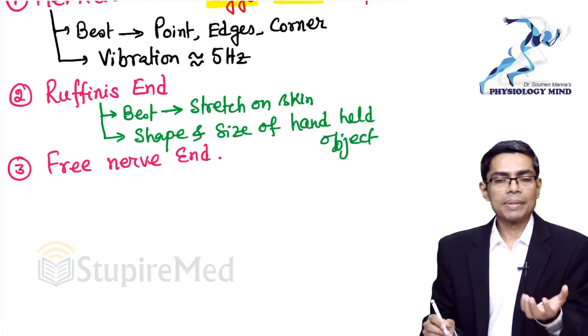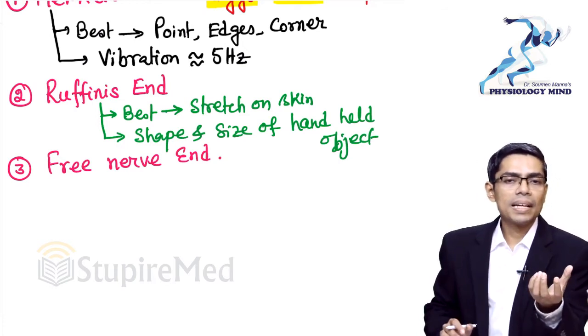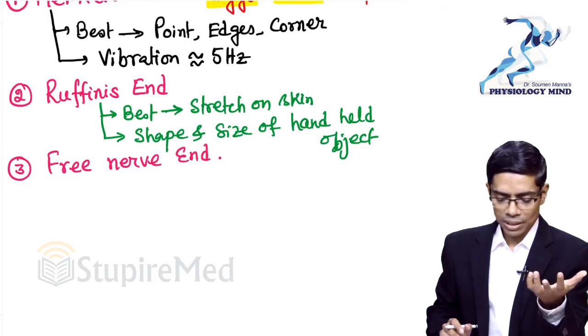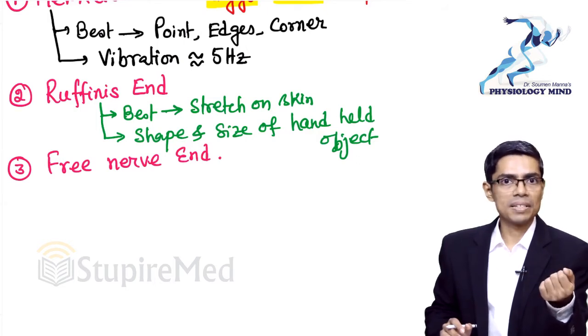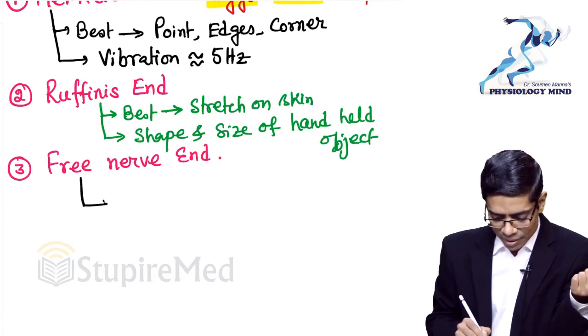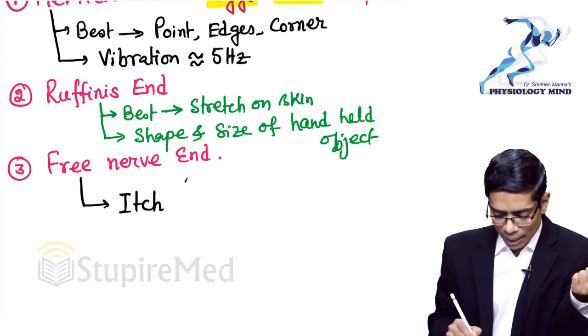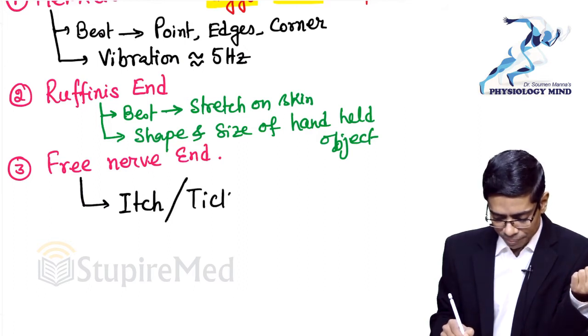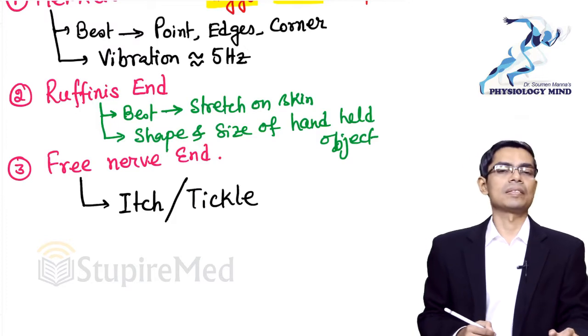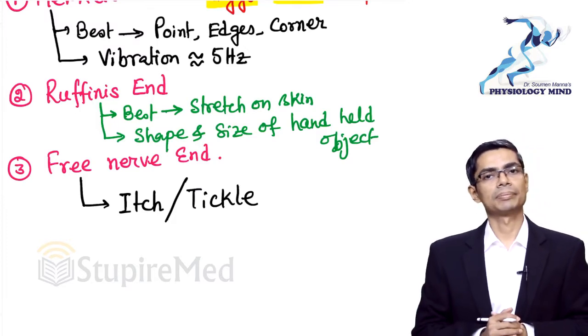Okay, if I give a large object over your hand, it will produce stretch of the skin and you can easily feel and understand what kind of object it is. This is best done by Ruffini's end organ. The free nerve ending detects itching and tickling sensation. Itching and tickling sensation is best detected by the free nerve ending, right?